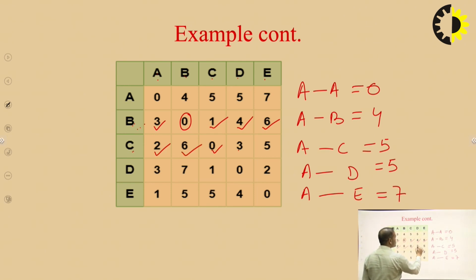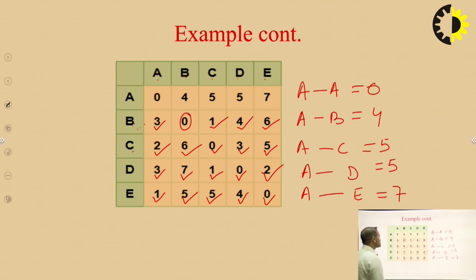C to C 0, C to D 3, C to E 5, the distance of D to A 3, D to B 7, D to C 1, D to D 0, D to E 2. The distance of E to A 1, E to B 5, E to C 5, E to D 4 and E to E 0. This matrix is called the answer, the final answer, which shows how the distances between all pairs of vertices along shortest paths are calculated.